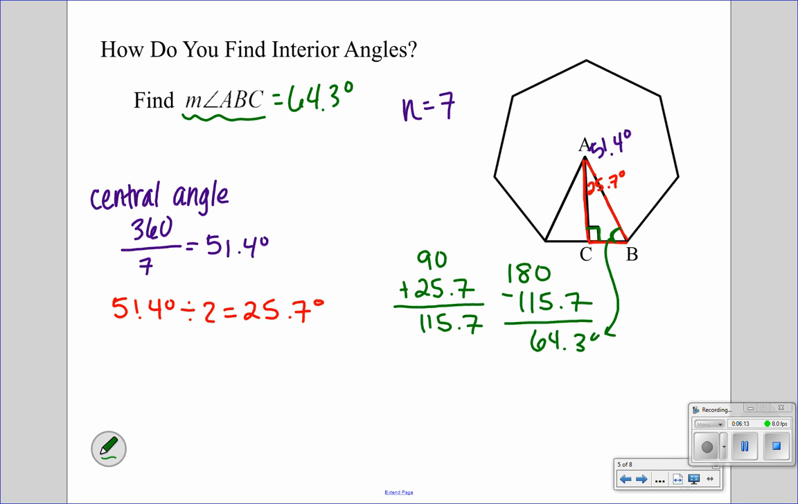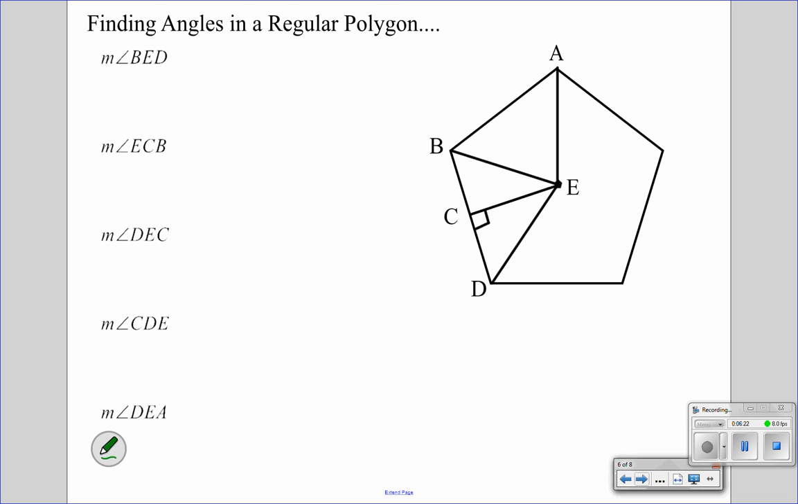So we can find a lot of different angles within this polygon just by using the number of sides. So what we're going to do is we're going to practice using these methods. Okay, so the first one, we're going to find the measure of angle BED. Well, if we notice, since it's a radius to a radius, this is a central angle. And to find a central angle, we do 360 divided by the number of sides, which is 5 in this case, and we get 72 degrees. So if we can notice that's a central angle, we can find it very easily.